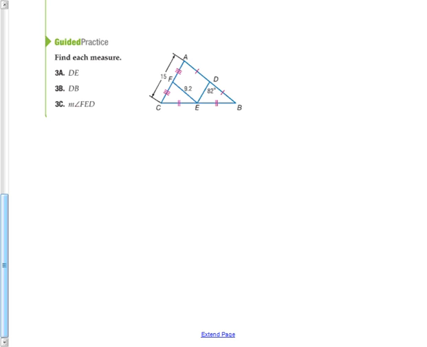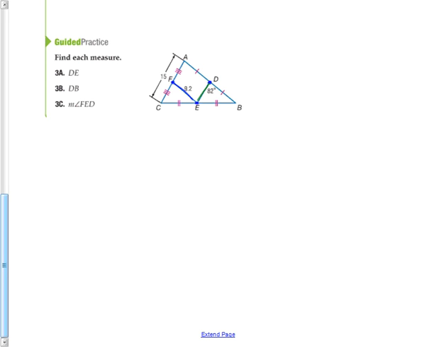Find each measure. DE. So looking at this, the first thing you want to notice is D must be a midpoint. How do I know D is a midpoint? Bisects a segment. I've got two congruent parts right here. E is a midpoint, same reason. F is a midpoint, same reason. So I know I have all these midpoints, so I know I have mid-segments. I'll make one blue, one green. Those both must be mid-segments.